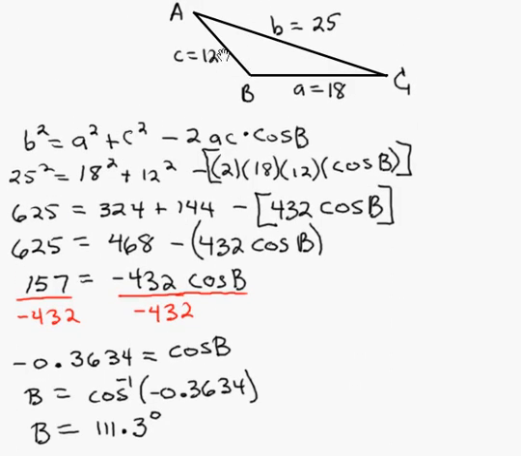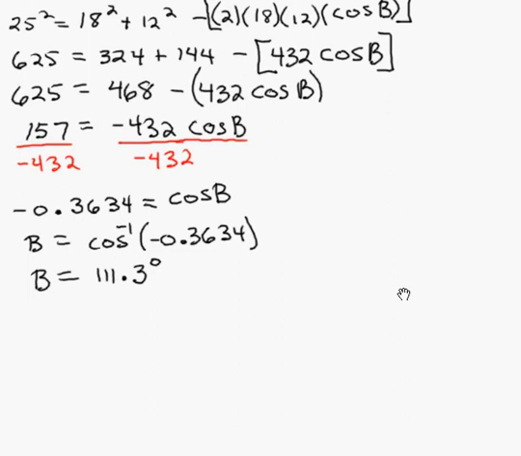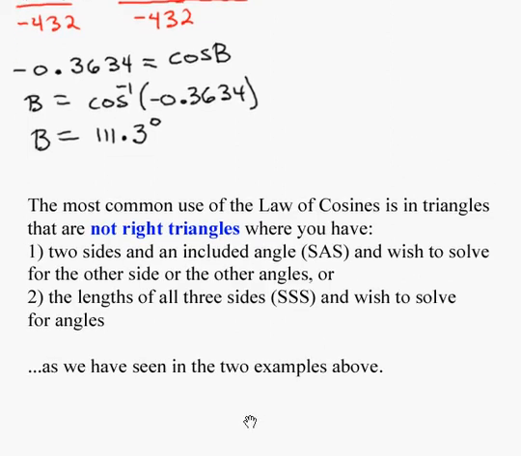So in this situation, again, we had all 3 sides. We're looking for one of the angles. It's not a right triangle, so that's another application of the law of cosines. Angle B was 111.3.